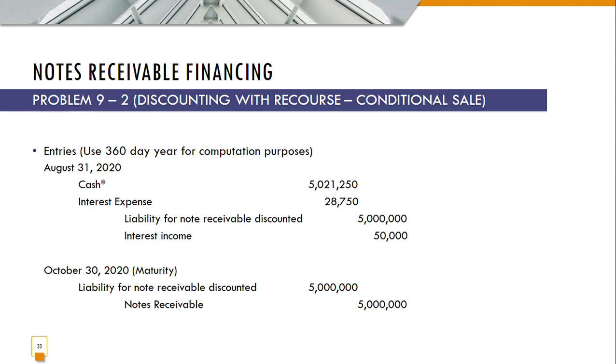We recognize a liability of 5 million. We also recognize interest income of 50,000, so that's 30 days of interest, August 1 to August 31. We also recognize interest expense of 28,750. It's perfectly fine if you want to offset interest expense from interest income. At maturity, they derecognize the liability and also their notes. So that's it, and hope you learned something.